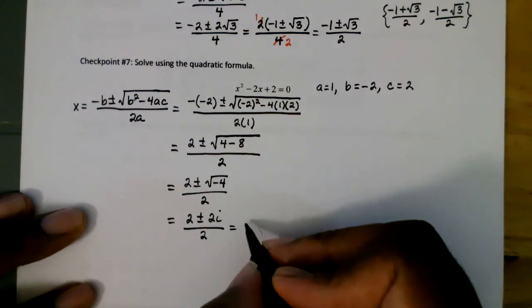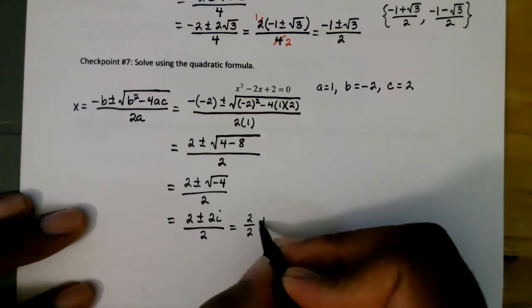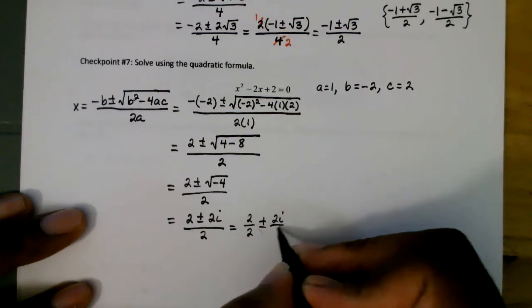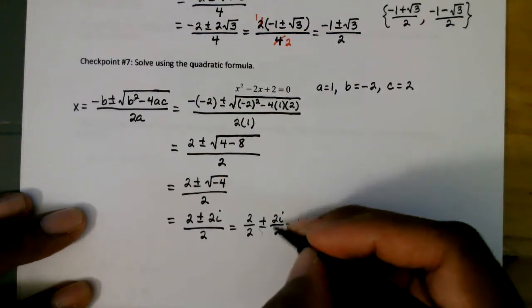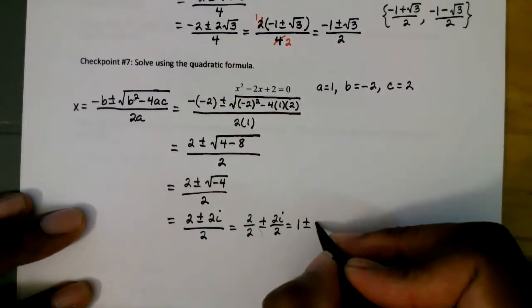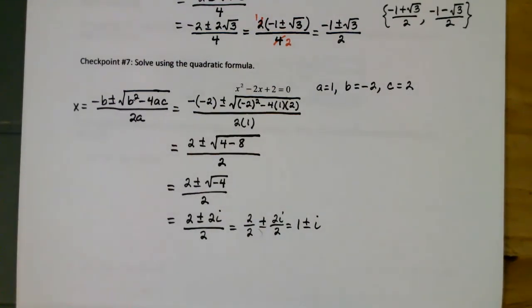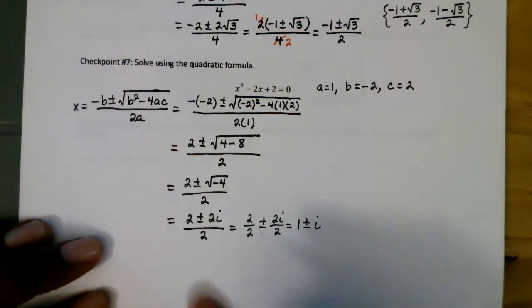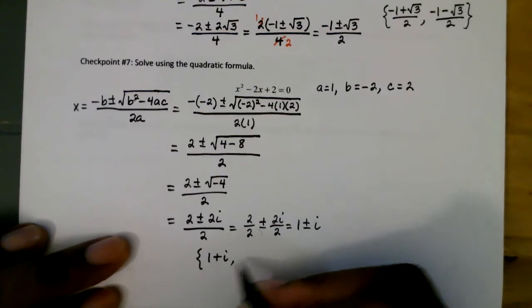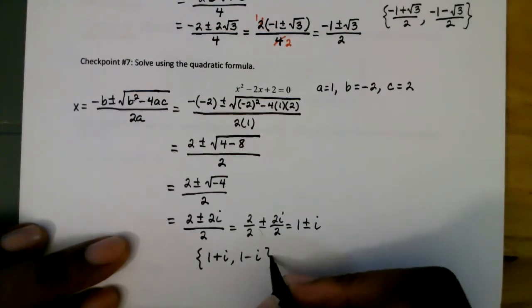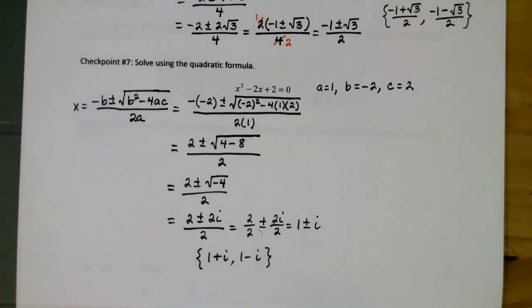All right. I'm going to break up 2 plus or minus 2i as 2 divided by 2, then plus or minus 2i divided by 2. You're going to see 2 divided by 2 is going to be 1, plus or minus 2 divided by 2 is also 1 times the i will be i. So my final answer there will be 1 plus or minus i. And my two solutions for this quadratic equation would be 1 plus i and 1 minus i. And keep in mind, these have to be in standard form. The real part first, and then the imaginary part comes behind it.